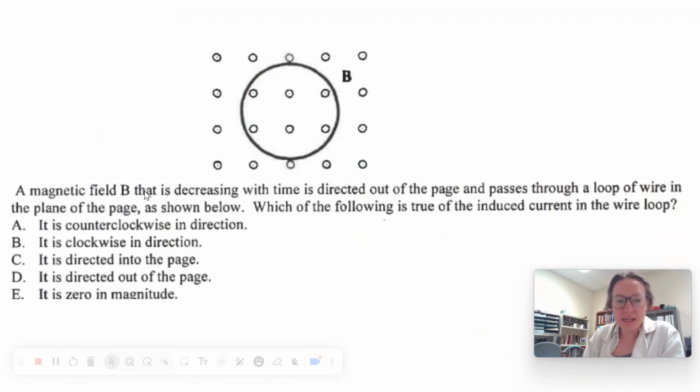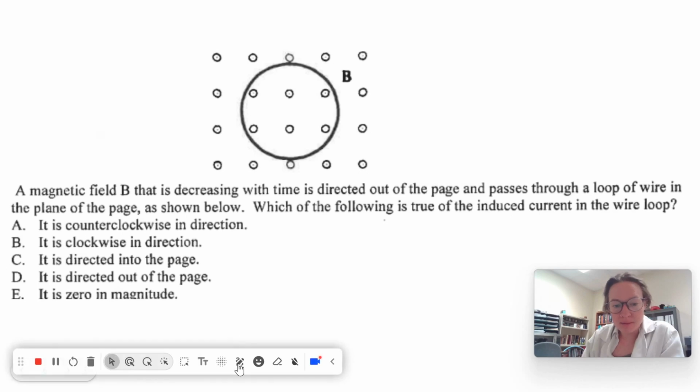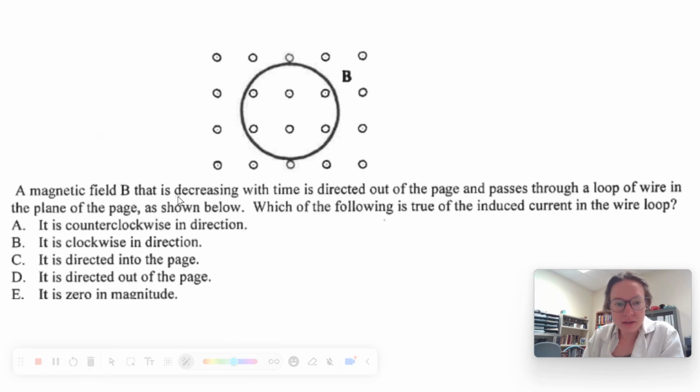It says a magnetic field B that is decreasing with time. I'm going to go ahead and underline that because that is going to matter. A magnetic field B that is decreasing with time is directed out of the page and passes through a loop of wire in the plane of the page as shown below. And by below, of course, we do mean above. Which of the following is true of the induced current in the wire loop? Go ahead and try this one by yourself.